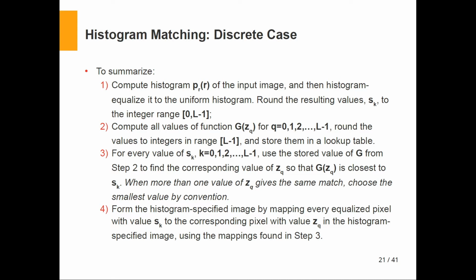And finally, we form the histogram specified image by mapping every equalized pixel with value sk to the corresponding pixel with value zq in the histogram specified image. And for that we use the mappings found in step 3. So now let's take a look at an example and see how this thing can be done.